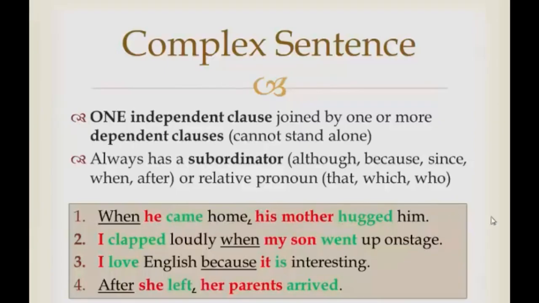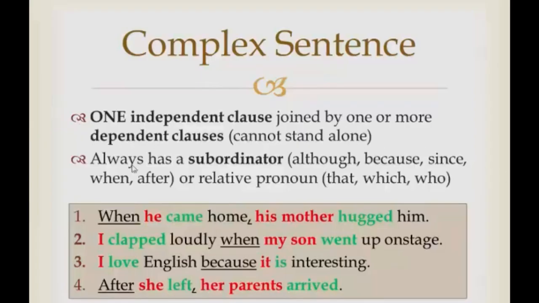I clapped loudly when my son went up on stage. I clapped loudly, independent, when my son went up on stage, dependent, with a subordinator when. I love English, independent, because it is interesting, dependent clause, joined with a subordinator because. After she left, her parents arrived. After she left, dependent, because it doesn't make sense on its own. Her parents arrived, independent clause.